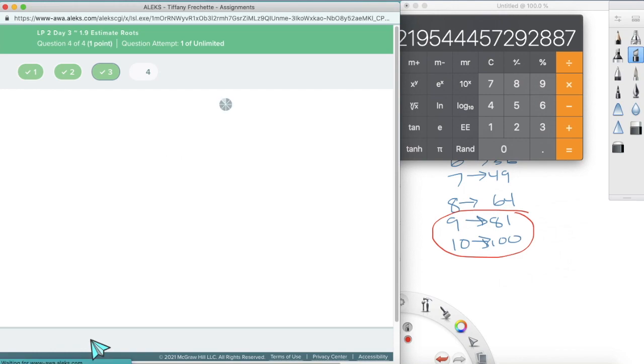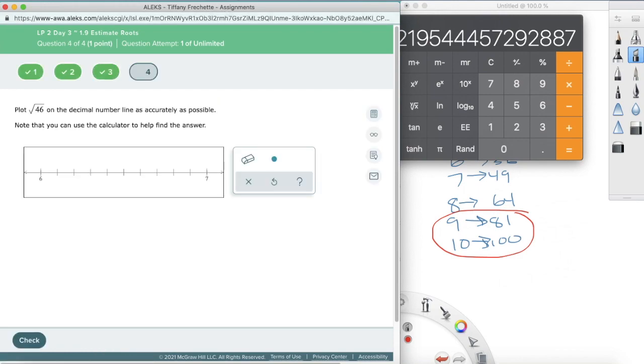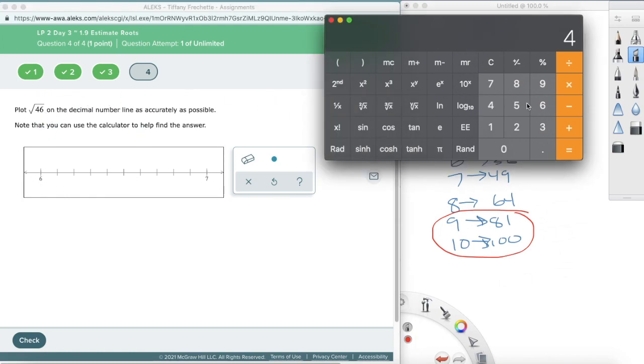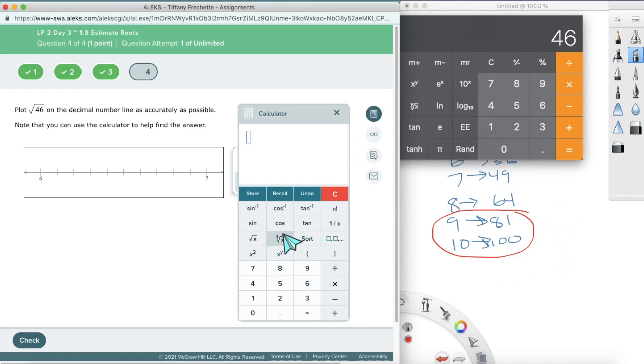All right, let's go to the last one here. So we're going to plot this guy as accurately as possible also. So let's see, we have 46. We're going to do square root. And there is a calculator in here also. So you can also use this calculator. And I can see there's the square root button. Here's the cube root button. So we can also use this calculator right here.